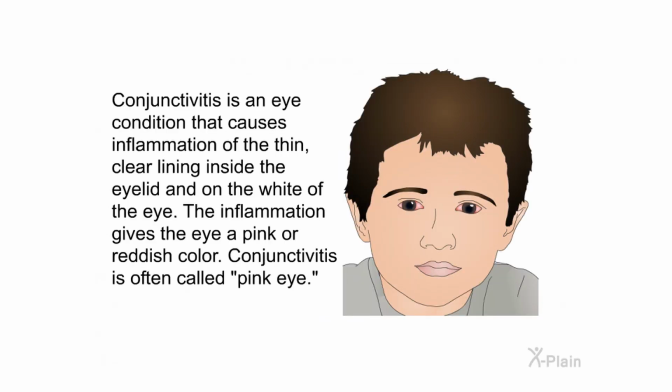Summary. Conjunctivitis is an eye condition that causes inflammation of the thin, clear lining inside the eyelid and on the white of the eye. The inflammation gives the eye a pink or reddish color. Conjunctivitis is often called pink eye.